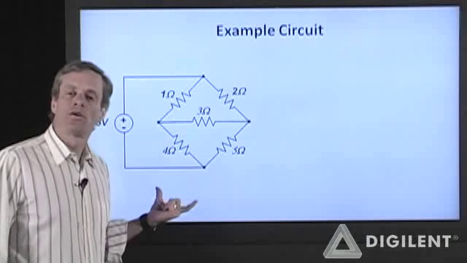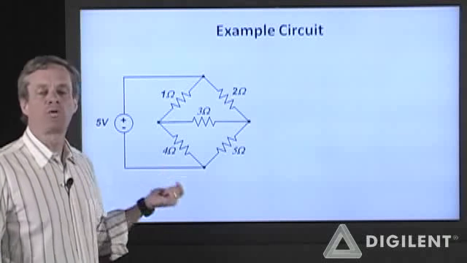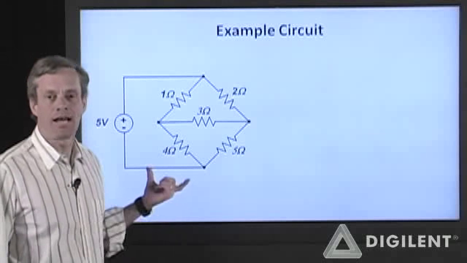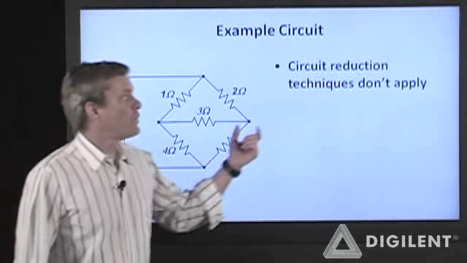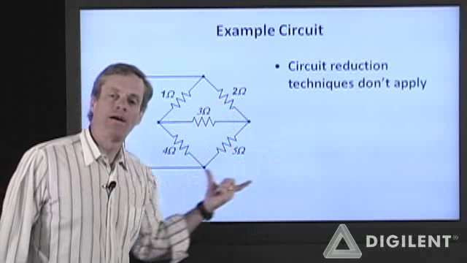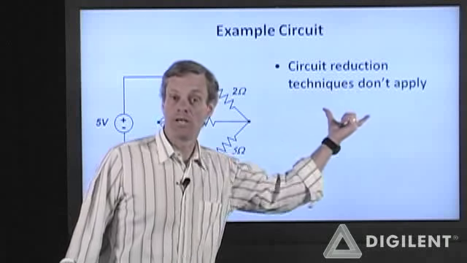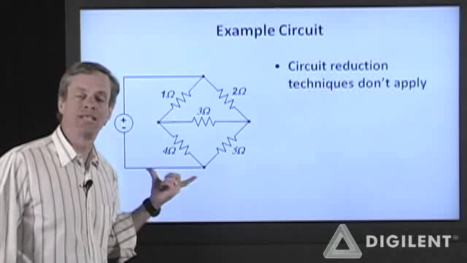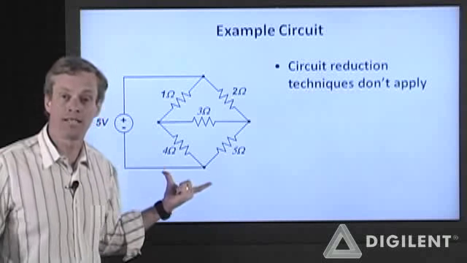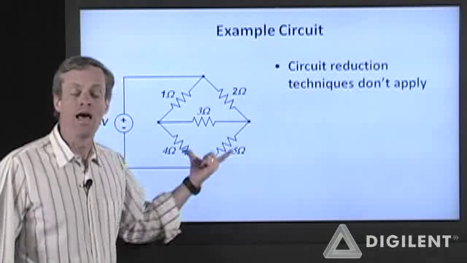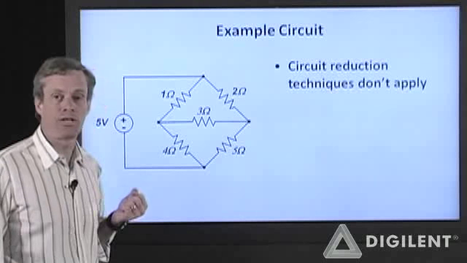Now let's take a look at a quick example circuit and those previous analysis techniques in the context of this example circuit. Okay. For this circuit, I can't find a way to apply circuit reduction techniques to get down to what I hope to get to in a circuit reduction technique, which is a single equation with a single unknown. I can't do that with this circuit.